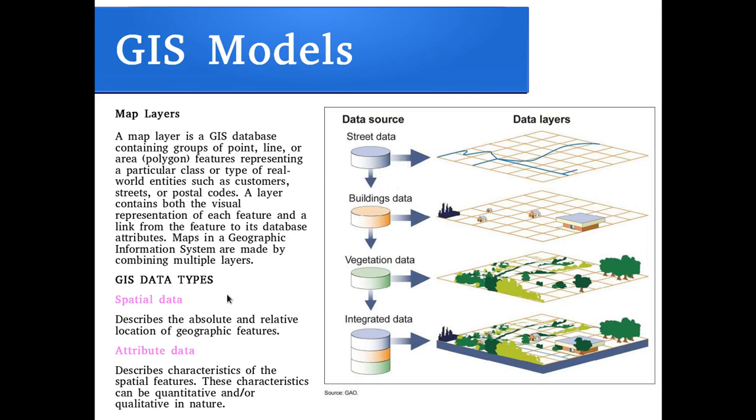However, that's not the only feature that a GIS model has. In order to model real-world objects, it uses spatial data that describes the absolute and relative location of a geographic feature, and also attribute data that describes the characteristics of that feature. Those characteristics can be quantitative or qualitative. For instance, that could be how long a building is, how long a street is, or how tall a tree is.